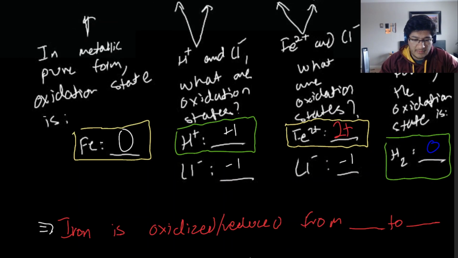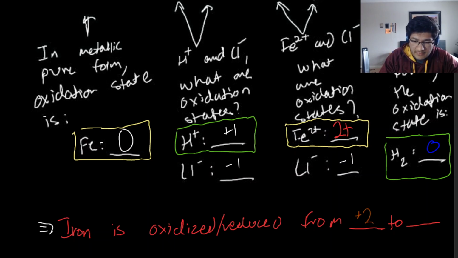So down here, we can fill out that iron is being oxidized from +2 to 0, while hydrogen is being reduced. Oh wait, sorry. That was pretty dumb of me. It's actually, this is completely my bad, 0 to +2. We have that hydrogen is being reduced from +1 to 0.